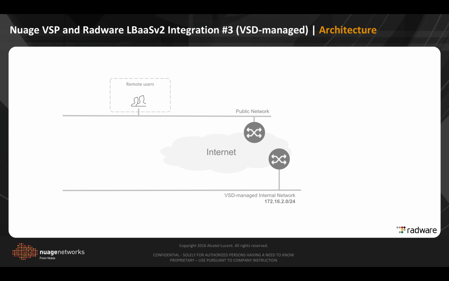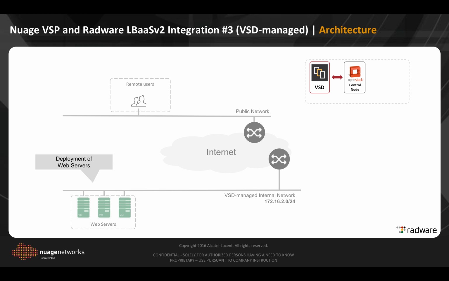The logical architecture consists of an internal network inside the Nuage domain, which is created in Nuage VSD and afterwards imported into OpenStack. First, we're deploying the 3 web servers in the internal network. Next, we deploy Radware's automation engine vDirect. It will get orders via REST API from the OpenStack controller to provision Alteon virtual machines.